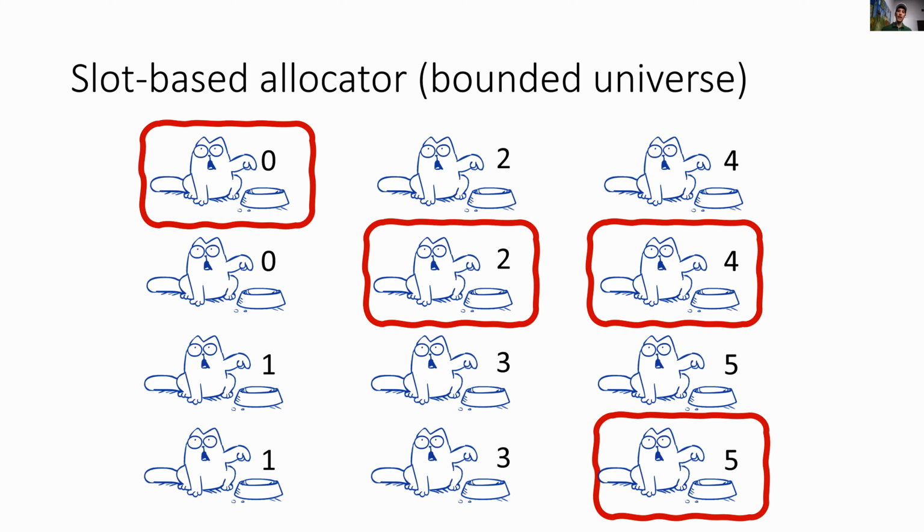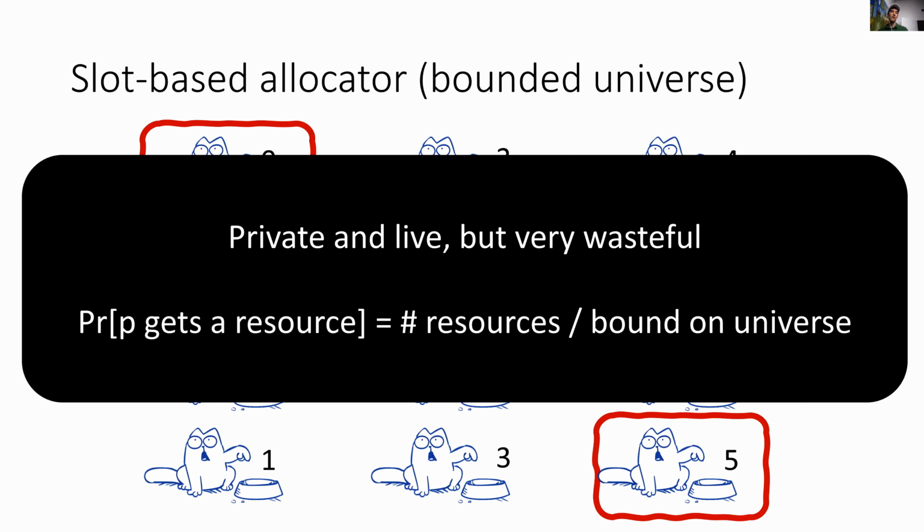So this allocator is private because allocations become completely independent of which or how many processes are active. It only depends on whether you happen to request a resource during the round that's congruent to your slot. It is also live because if the total number of processes, so the bound on the universe, is polynomial, then the probability that a process gets a resource is also going to be non-negligible.